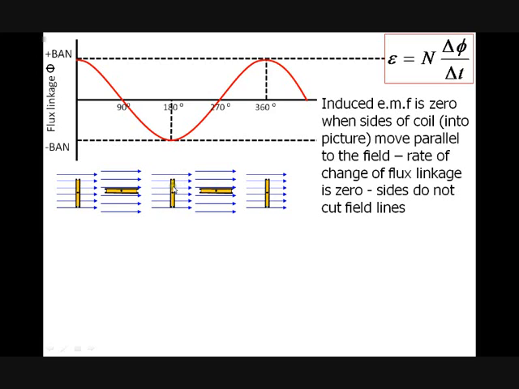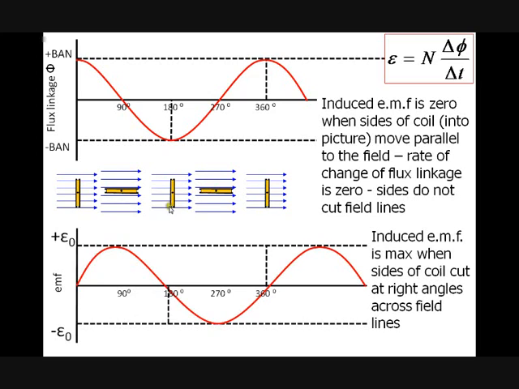So the flux linkage is changing the most here and here. So if we look at a graph of our induced EMF, we can see the flux linkage changes the most here. So our induced EMF is at a maximum here, and also here. So our induced EMF is at a maximum here as well. Whereas in this position and this position, even though the flux linkage is the greatest, it's changing the least, so the EMF is the smallest.